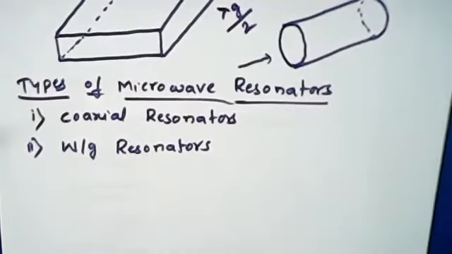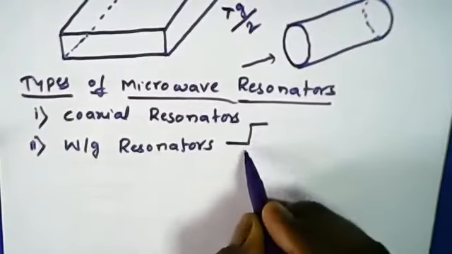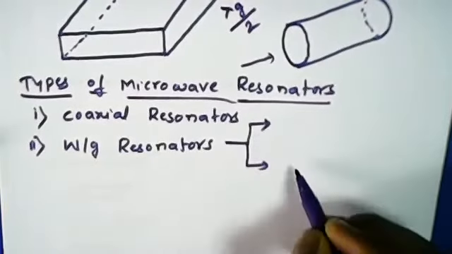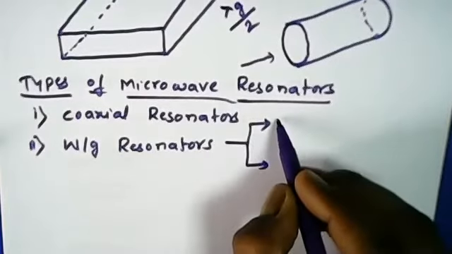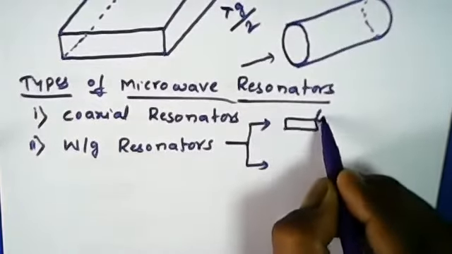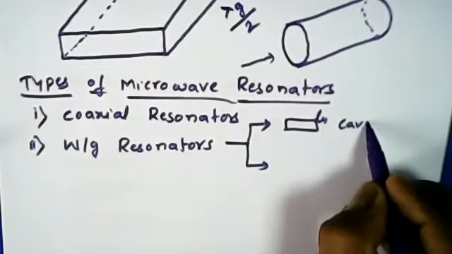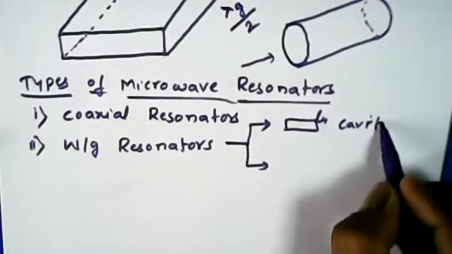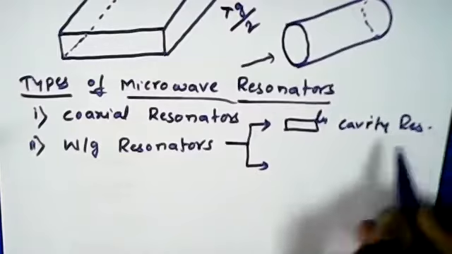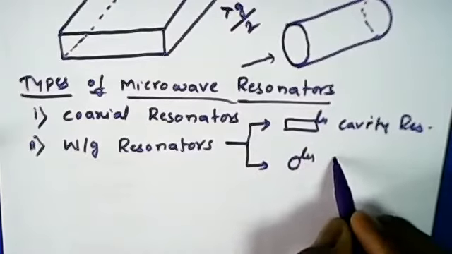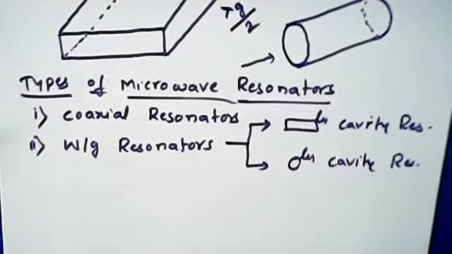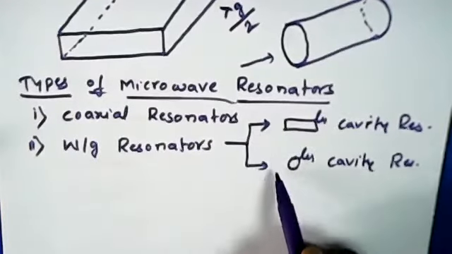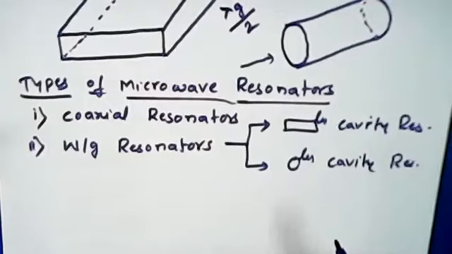Then there are two types of waveguide resonators: the rectangular cavity resonator and the circular cavity resonator. So these are the two cavity resonators we have.